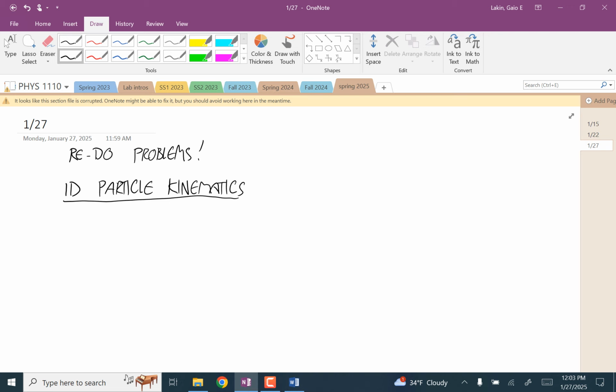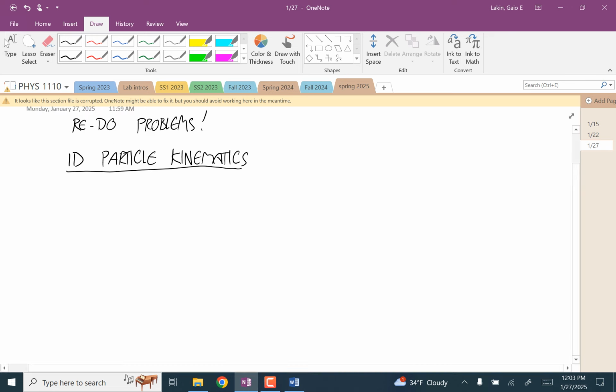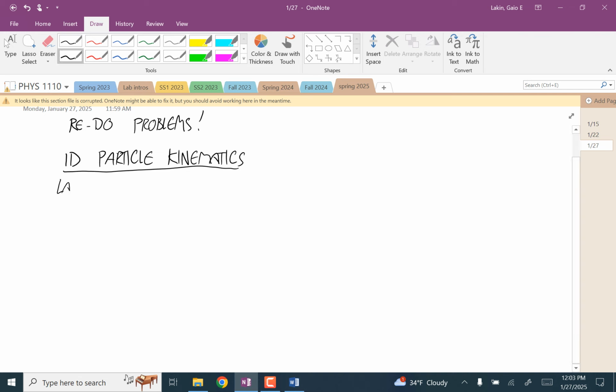And last time I talked about the definition of position and the relationship between position and time and drawing position versus time graphs. So today I have to define velocity and acceleration. So last time was position. This time I'm going to start by talking about velocity.